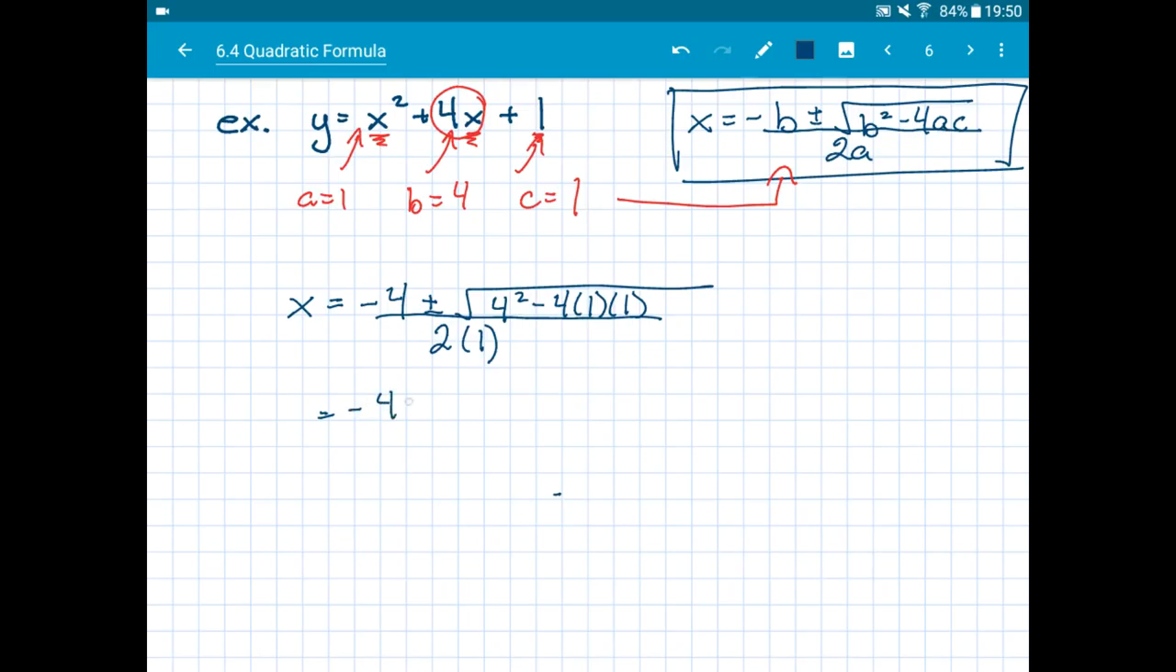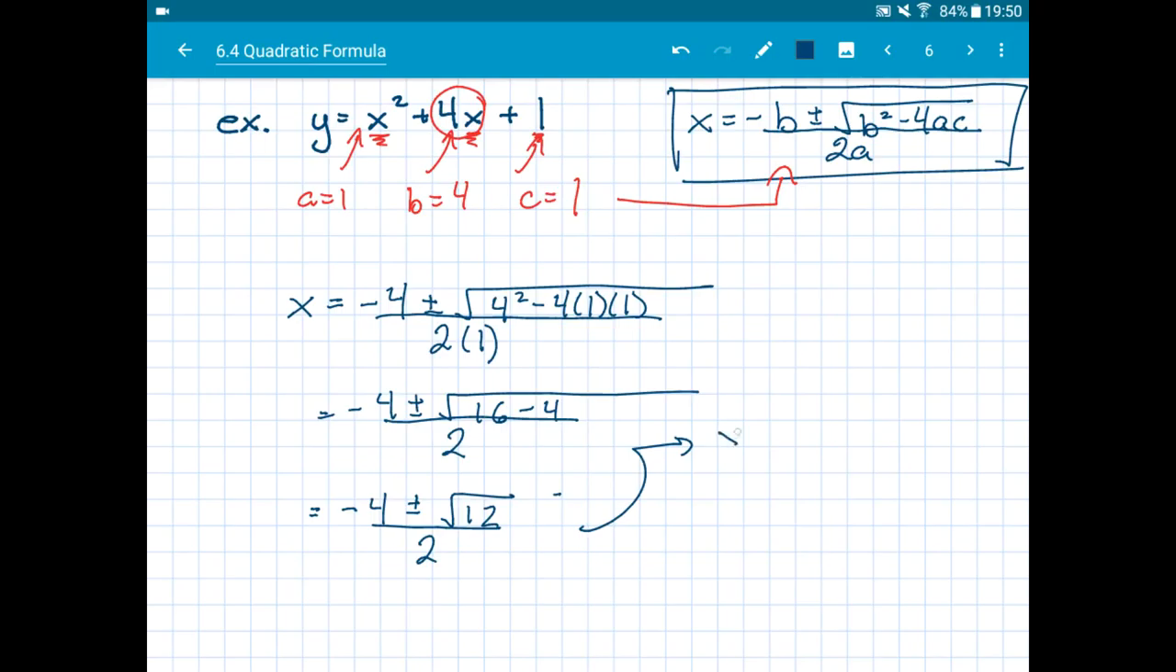So this is equal to minus 4 plus or minus the square root of 16 minus 4 all over 2, which is equal to minus 4 plus or minus the square root of 12 all over 2. Okay, and that allows you to write out both of the answers precisely as what they are. So the two x-intercepts here are equal to minus 4 plus the square root of 12 over 2, and minus 4 minus the square root of 12 over 2. And you can actually leave them like that in most cases.